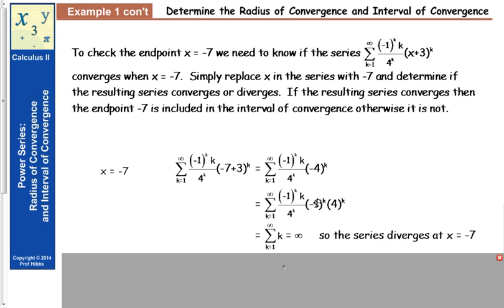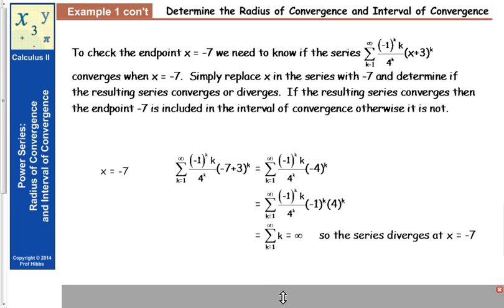So those kind of go away. And so then I have a 4 to the k power times k over 4 to the k. So the 4 to the k's cancel, and I'm left with just k. So the sum from k equals 1 to infinity of k is certainly infinite. It's just growing unboundedly, isn't it? So that tells us the series diverges when x is negative 7. It does not converge. And so negative 7 is not part of the interval of convergence. It's not one of the numbers that it converges for.